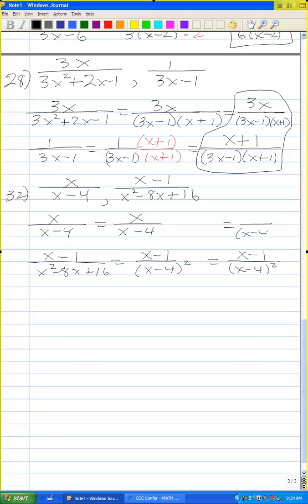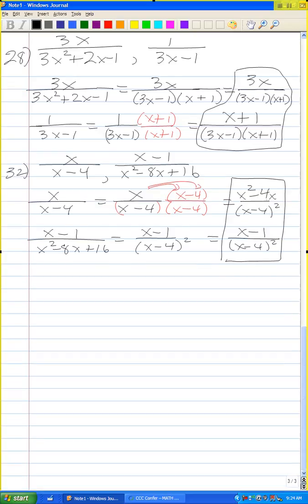And so I need to multiply and divide by x minus 4. So let me multiply x inside the parentheses, and so I get x squared minus 4x. And thus we have found equivalent rational expressions with the same least common denominator. Let me do problem number 40.